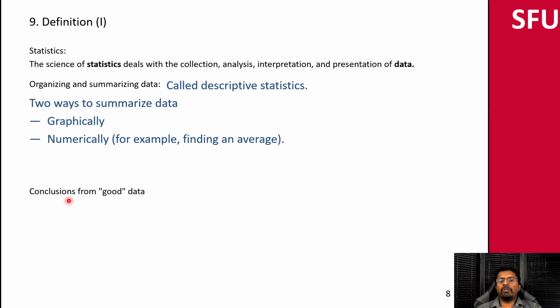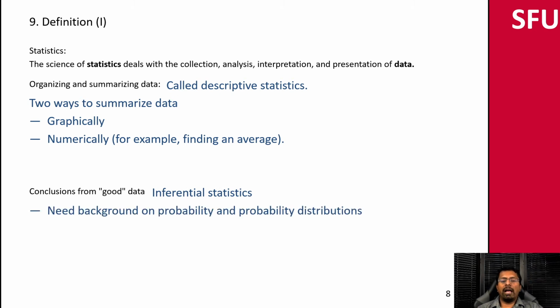The second type of statistics is drawing conclusions from, quote unquote, data. This is known as inferential statistics. So here we need background on probability and probability distributions. So we might run a small set of experiments and then try to infer something about a bigger population, or what are the likely outcomes your experiments might come about or your intervention might have on a full population.